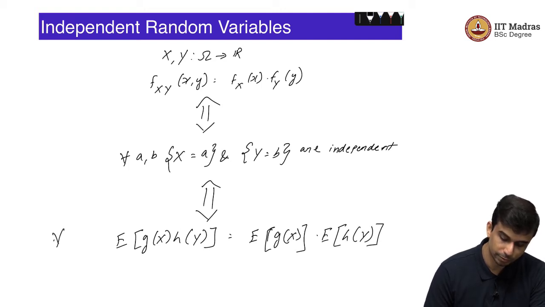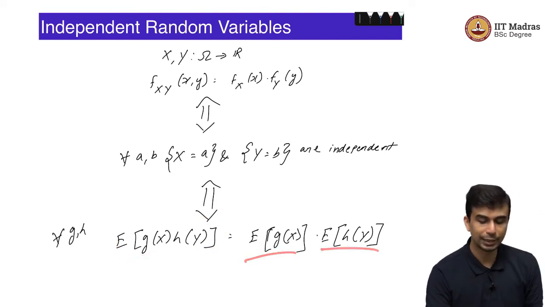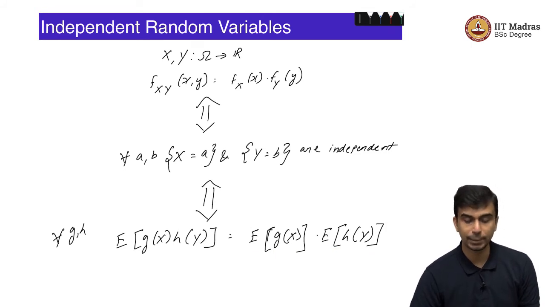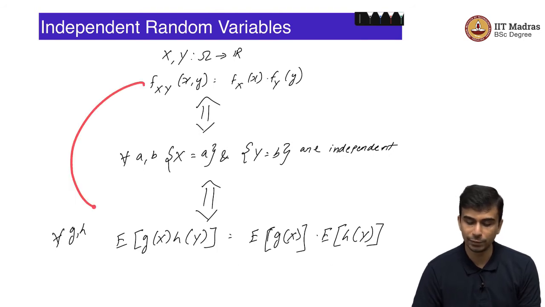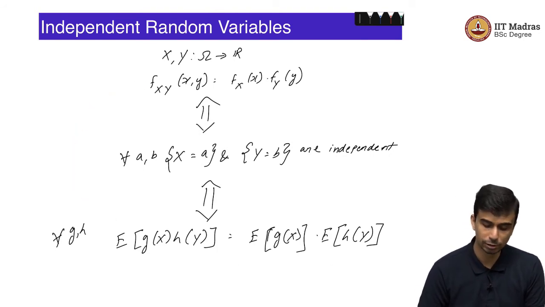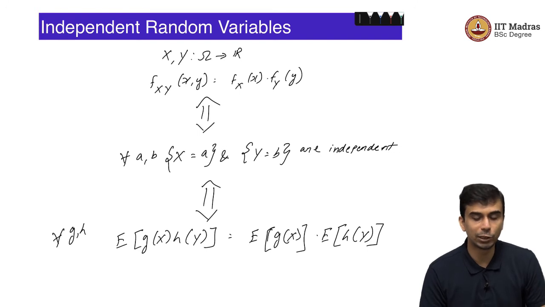Expected value of g of x into expected value of h of y. This holds for all functions g and h. You take any function g and h, then the expected value of the product of g of x into h of y is simply the expected value of g of x into the expected value of h of y. So, this is an equivalent definition for independence.